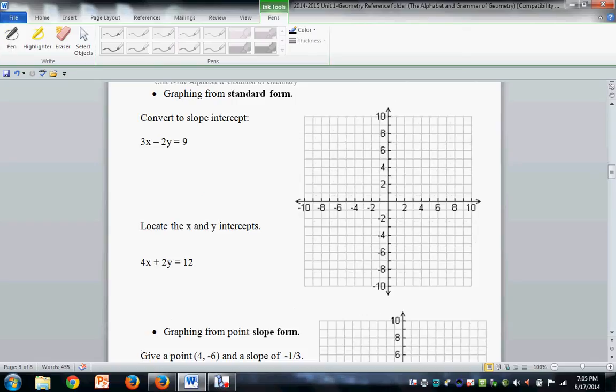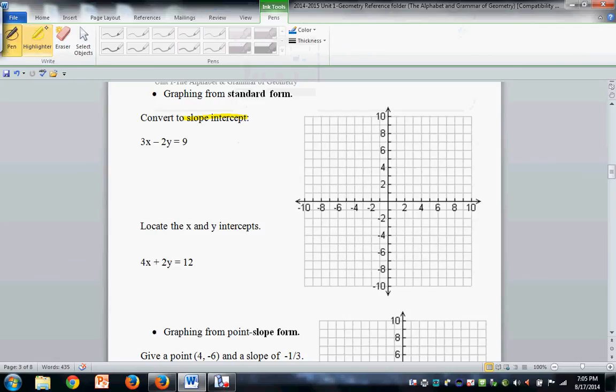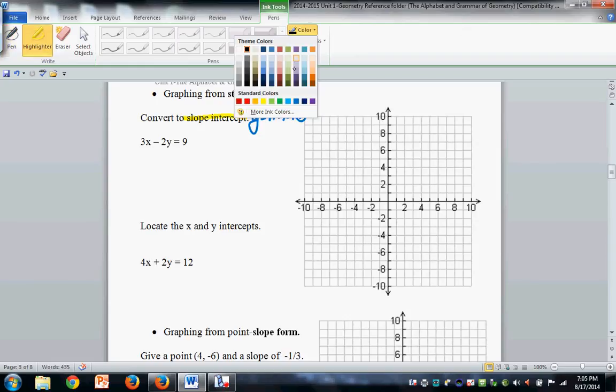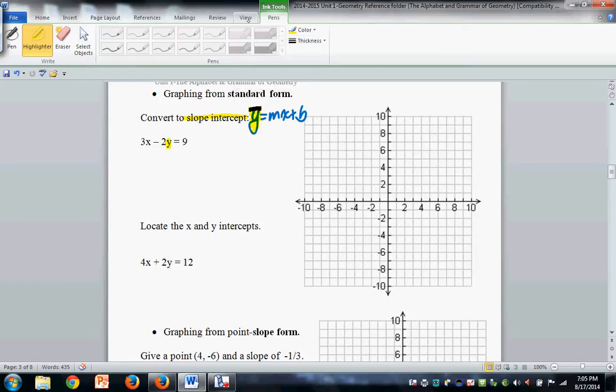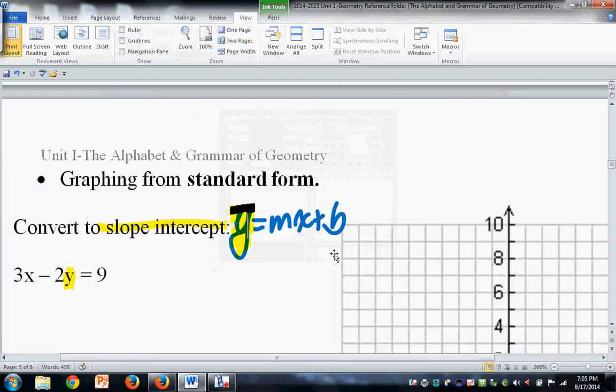Graphing from the standard form. There's a couple ways to do this. Step 1 is to change standard form to the slope-intercept form, which would mean to change it to something that is getting y all by itself. y equals mx plus b. So your goal here is to get y by itself. If you want to change that to y equals mx plus b, you want to get y by itself.